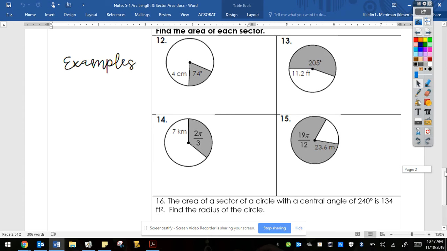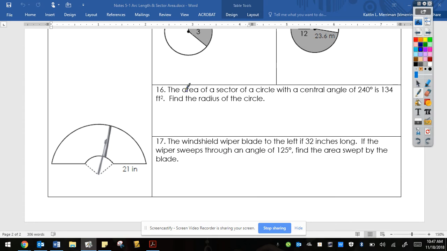Okay. All right. And then number 16, the area of a sector of a circle with a central angle of 240. So your angle is 240. All right. And then your area of that sector is 134. So your area is 134. We're looking for the radius. Now we still need to convert this to radians. So we end up getting that this is, let's see, sorry, I lost track of my work. Okay, 4 pi over 3.